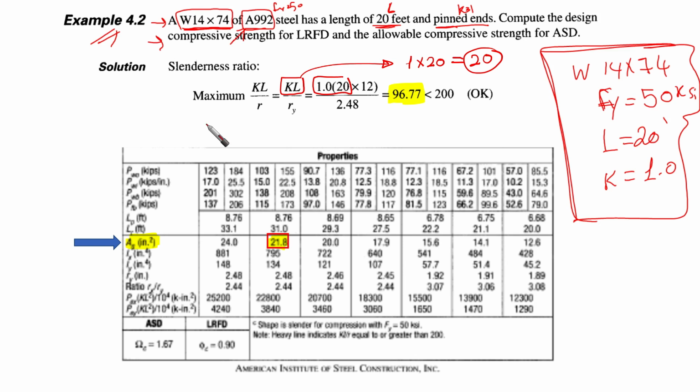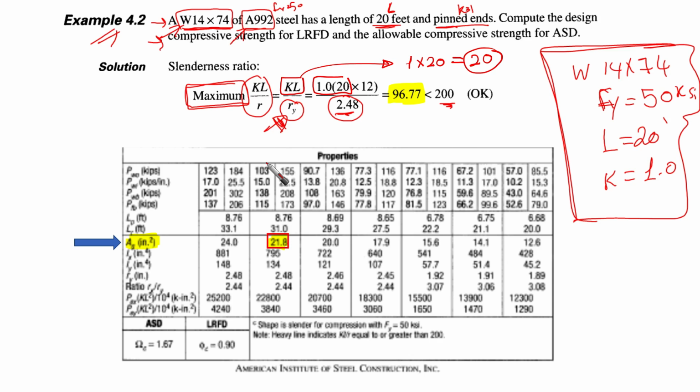Okay, so now the KL over R for this element, we are going to find it, because we always need to get the maximum KL over R to compare it with 200. This is our limit. So K, which is 1, times 20, which is the length in foot, times 12, which is the conversion from foot to inch, and then over 2.48, which is ry. From where can we get this ry? You can stop the video and go to the dimension and properties tables for this cross section, and you are going to find 2.48 for the radius of gyration, ry.